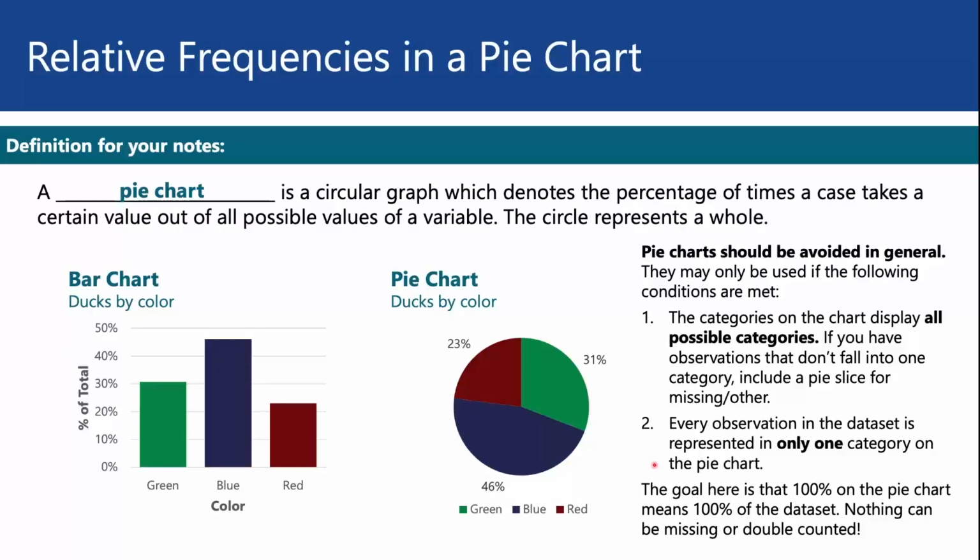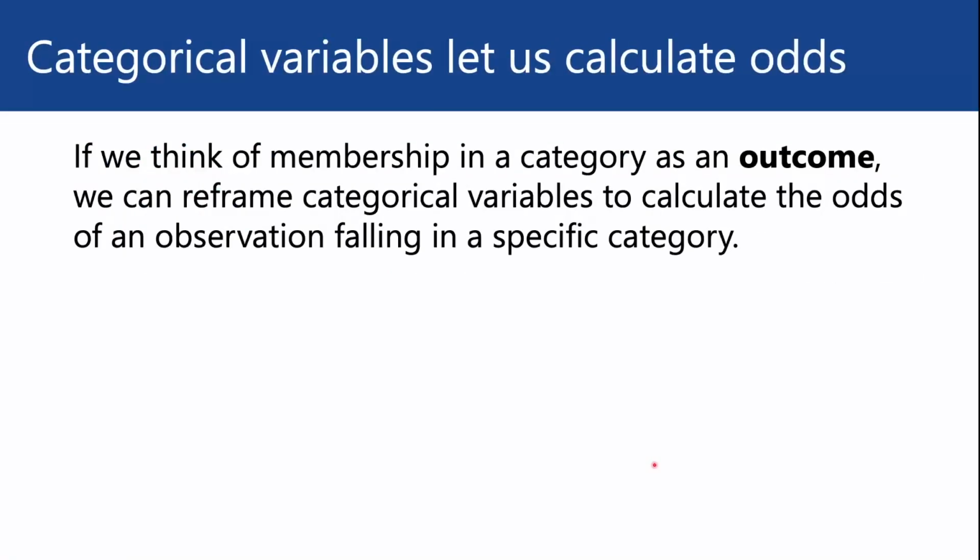There are in your notes some additional guidelines on how to approach these. If you have to use them, make sure that you don't have wedges that are too small and just tread lightly. They can be helpful sometimes. Good luck. All right, so I'm going to pivot a little bit away from talking about the ways that we summarize these categorical variables and think about what we can do with the categorical variables.